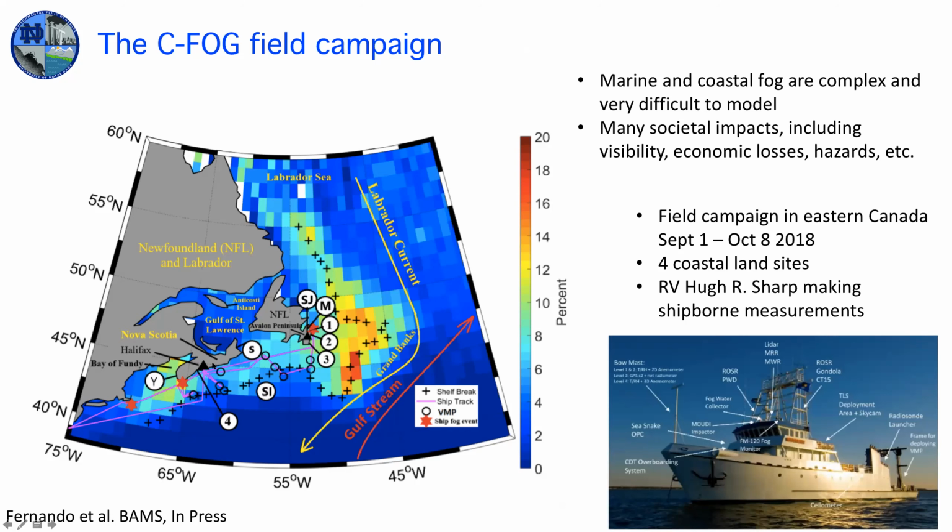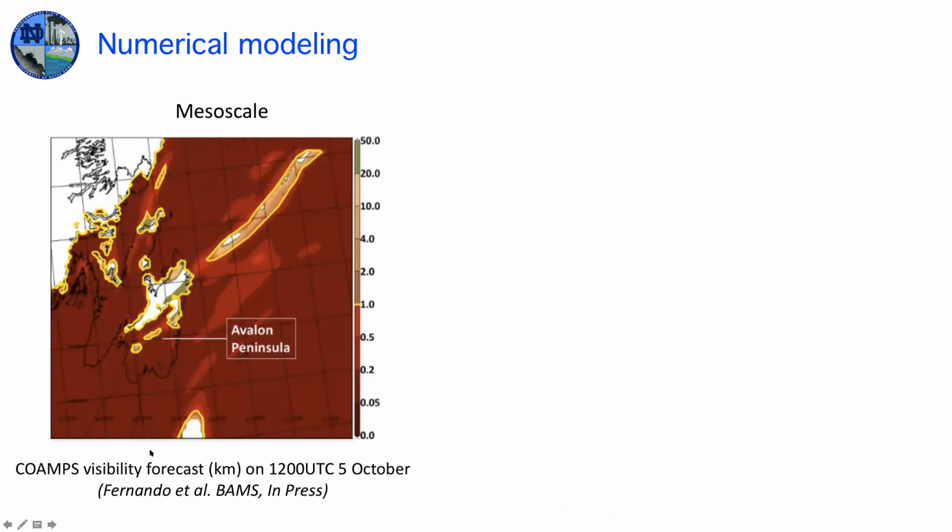And these are these transects in magenta down here. And the ship was outfitted with a whole host of different measurements for measuring sea surface properties, atmospheric properties, as well as the fog if and when it encountered it. And the overview of this is actually in a BAMS article, which is in press right now.